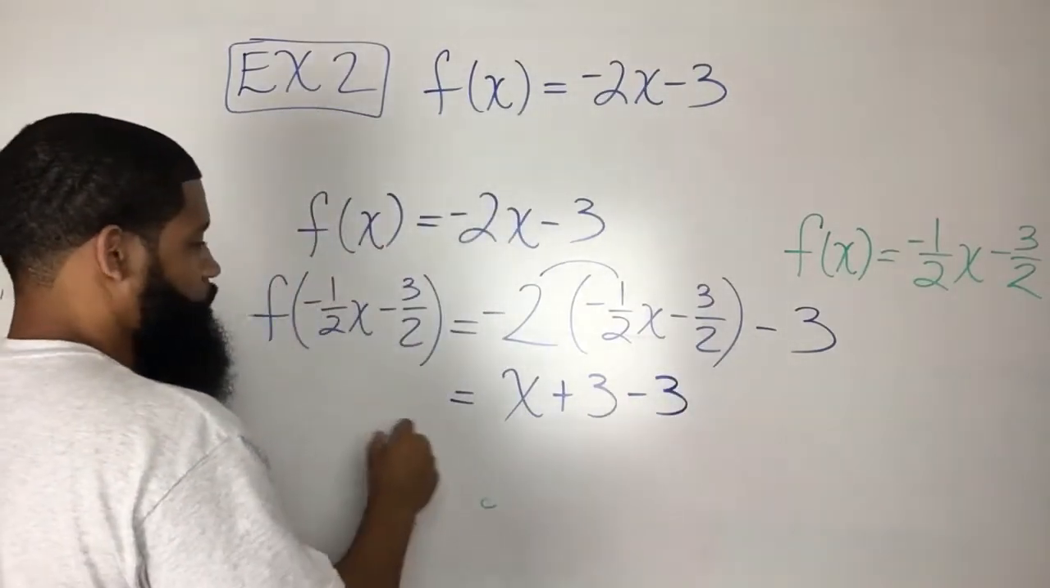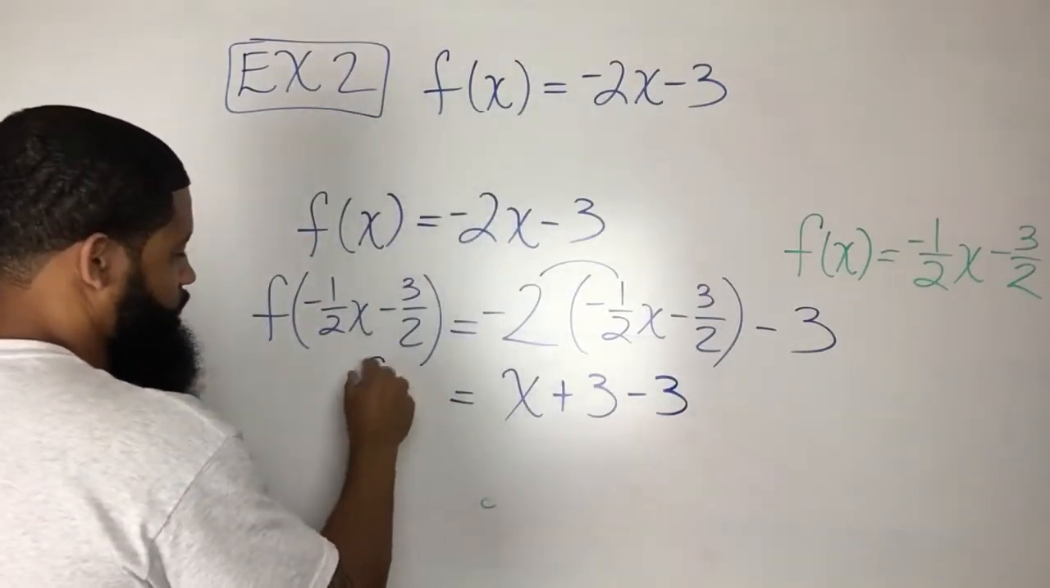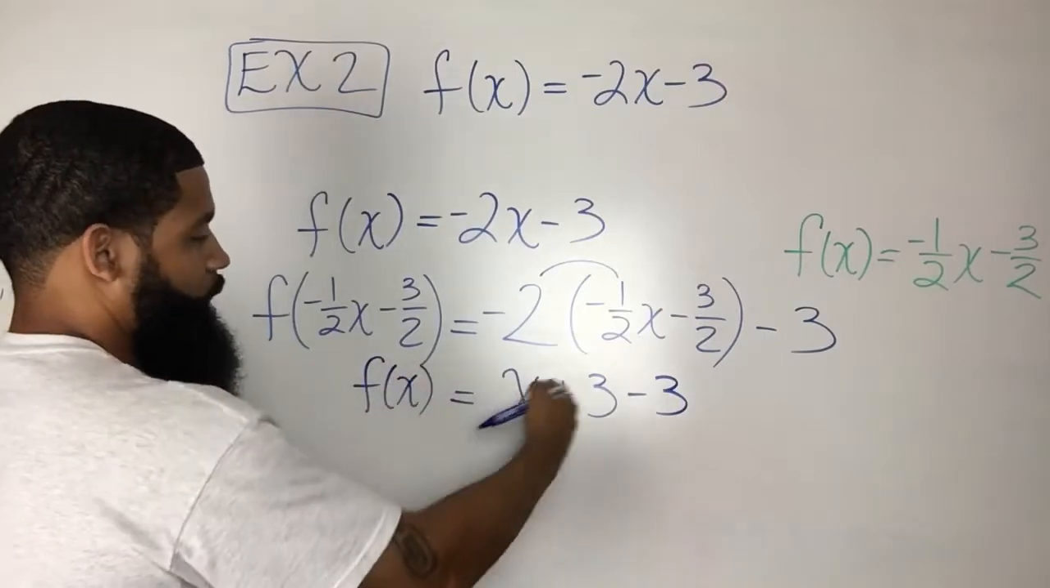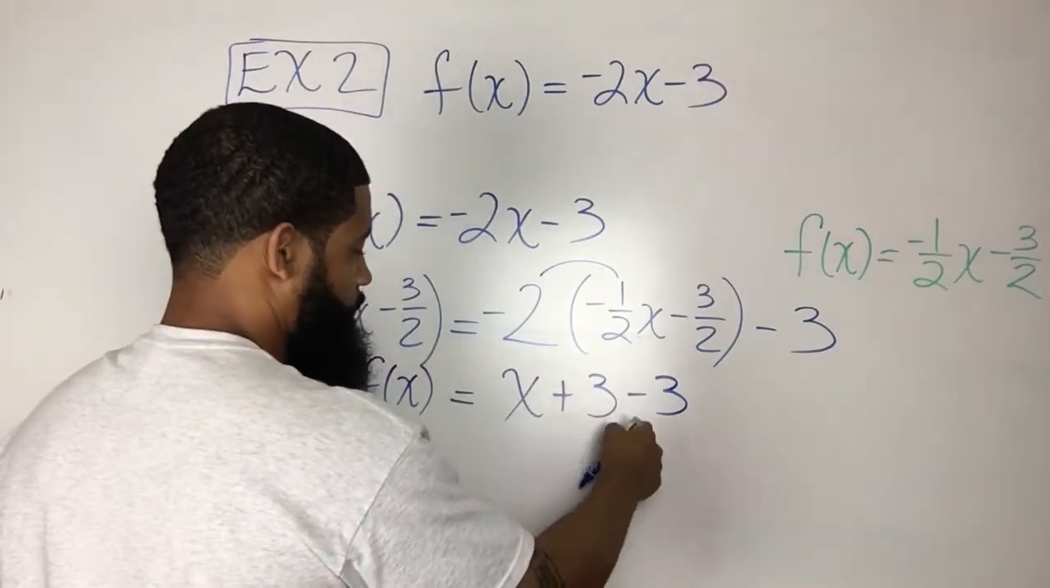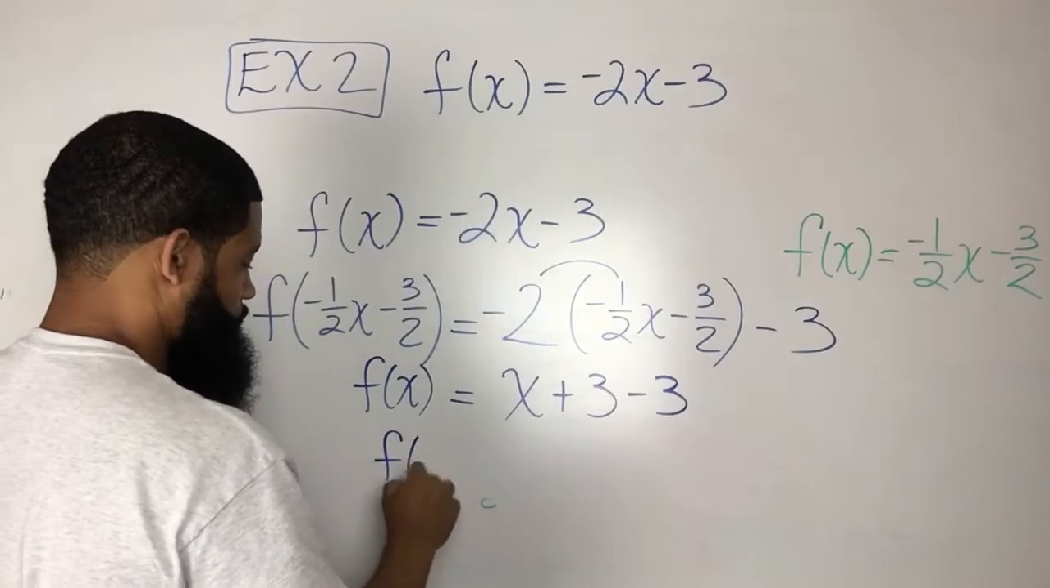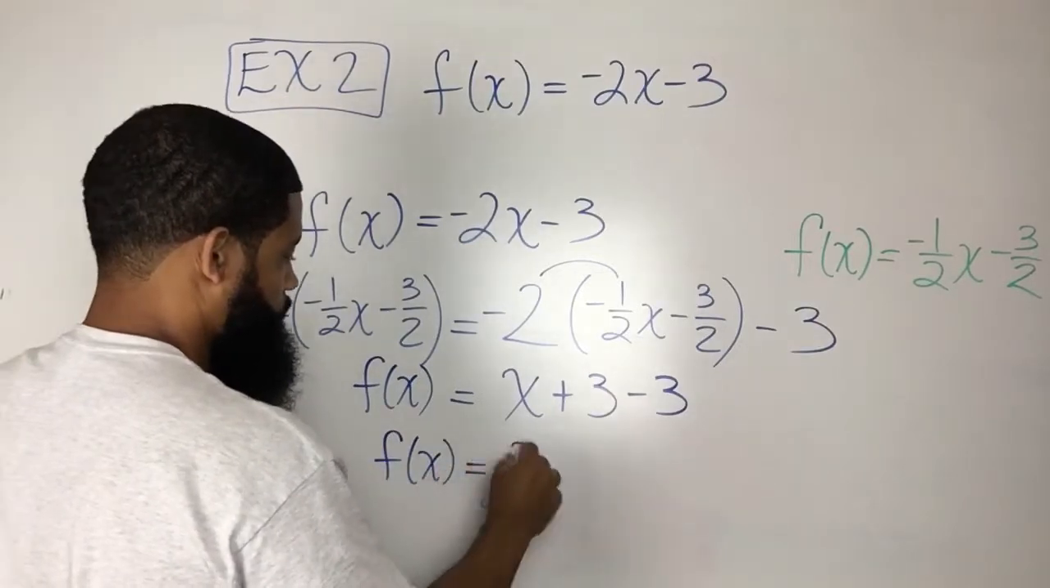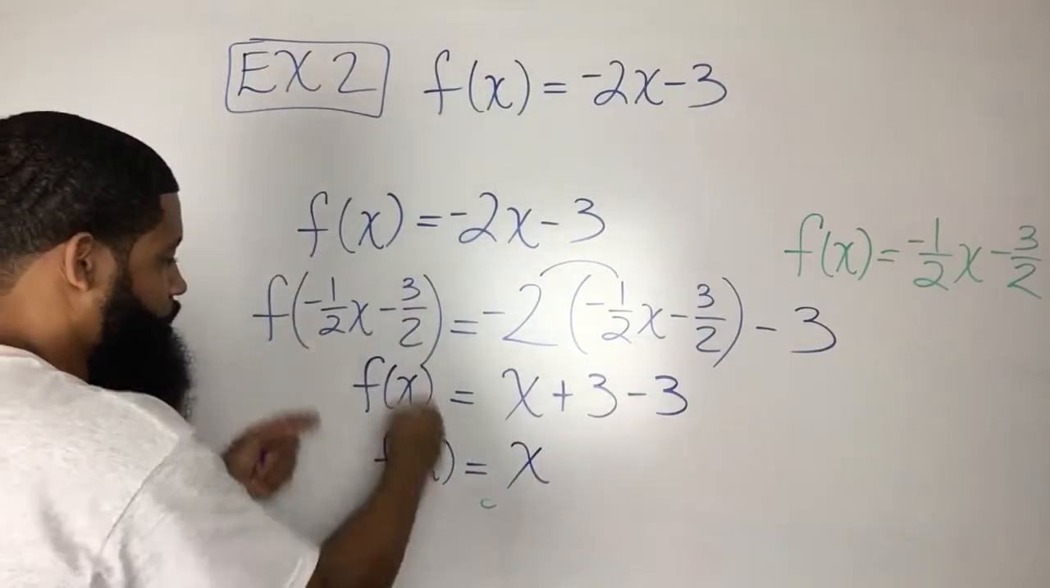All right, so notice I'm just going to say f of x this time. 3 minus 3 is just 0. So f of x equals x. I could put all of this back in here.